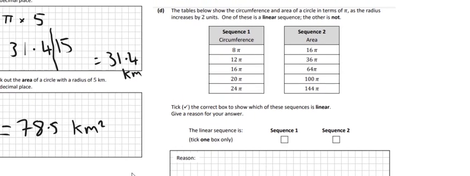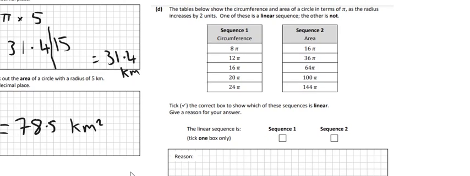Part D, the question then brings in sequences. So the tables show the circumference and area of a circle in terms of pi as the radius increases by 2. So to be a linear sequence, it must go up or down by the same amount each time. So that's what we need to check for here.